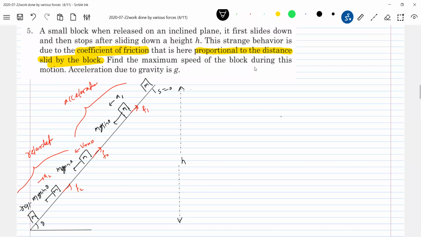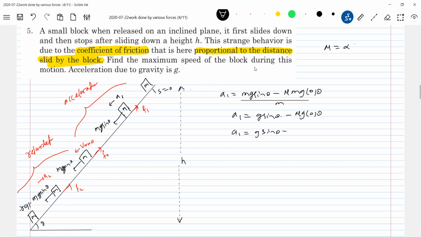a1 equals mg sin theta minus mu mg cos theta, divided by m. So a1 equals g sin theta minus mu g cos theta. What is the value of mu here? Mu varies proportional to distance, it is telling. So mu equals alpha s, where alpha is some constant and s is the distance covered. So I'll assume like this, g cos theta. So this you can write as v dv by ds.